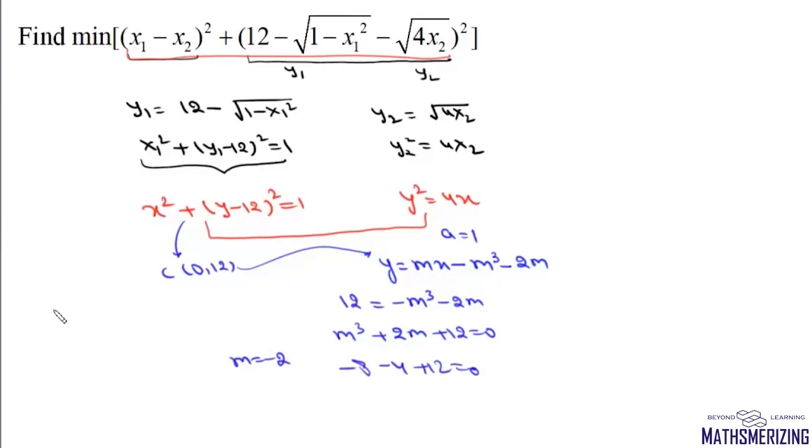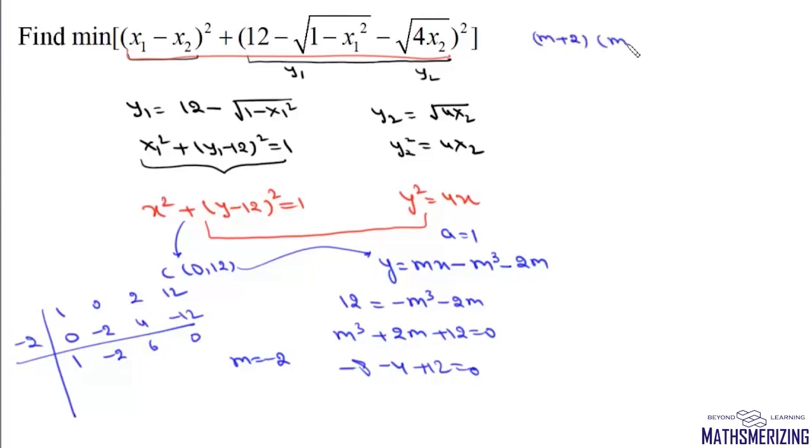So that means one of the roots is minus 2, and we can use synthetic division. So this is minus 2 and it is 1, 0, 2 and 12. So it is 0, 1, minus 2. So it will be minus 2, 4, 6, minus 12, 0. So we can write this equation as m plus 2 and then m square minus 2m plus 6 equals 0. Now for this equation, there is no real root. So the only value of m that we'll get here is minus 2. So the value of m is minus 2.